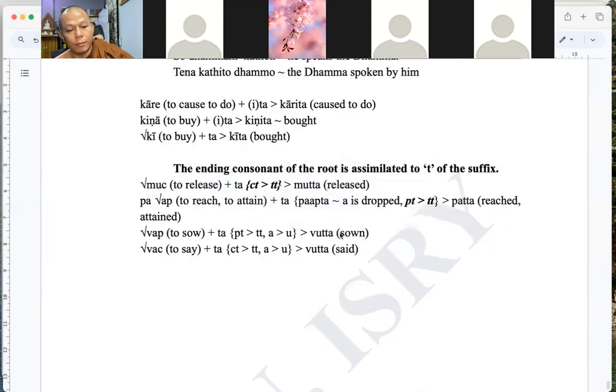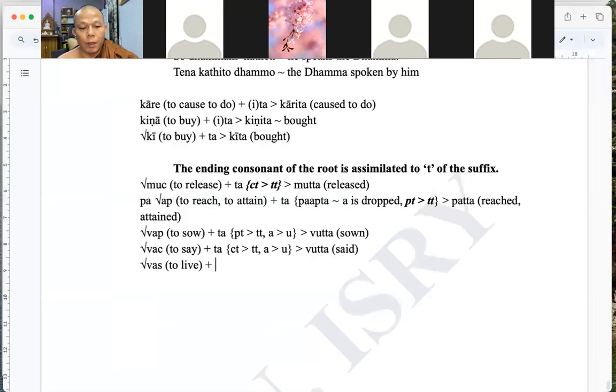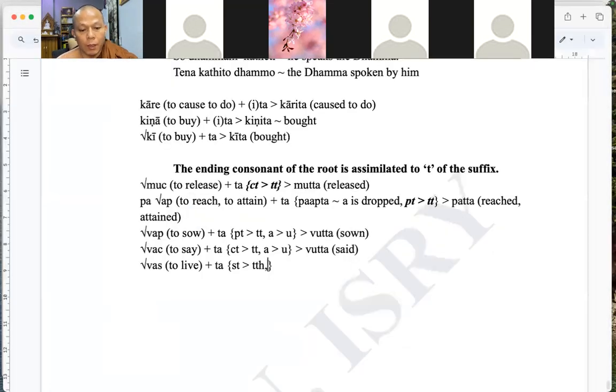And then next, ru was is to stay or to live. To live, to dwell, and the da. So here also, sada, but sada is changed to data. Okay, data, without dot. And then a is also changed. So it may mean lived or dwelled in this way.